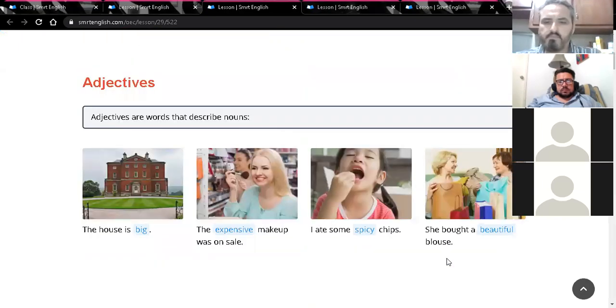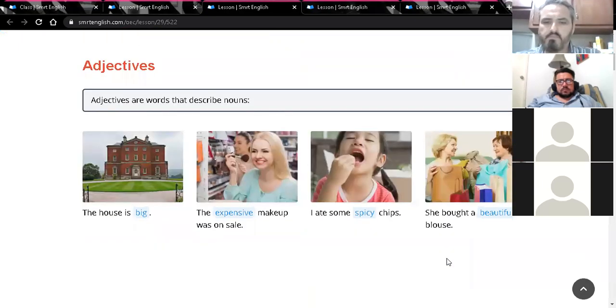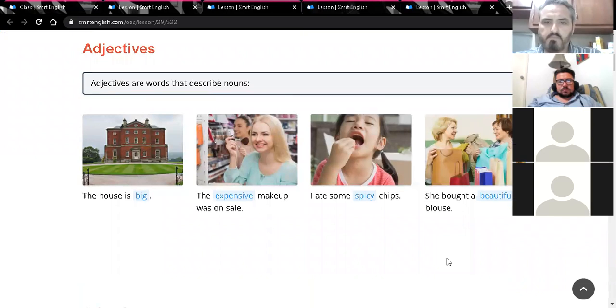Okay, adjectives. So what are adjectives? Adjectives are words that describe nouns. For example, the house is big. The expensive makeup was on sale. I ate some spicy chips. She bought a beautiful blouse. Most of the adjectives are going to be placed just before the noun.